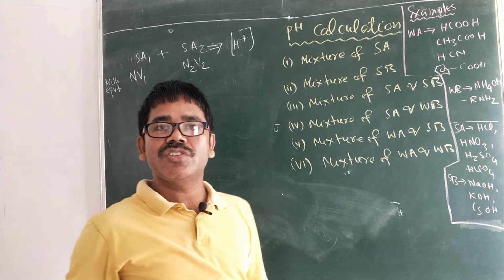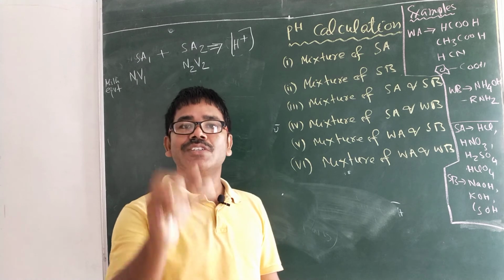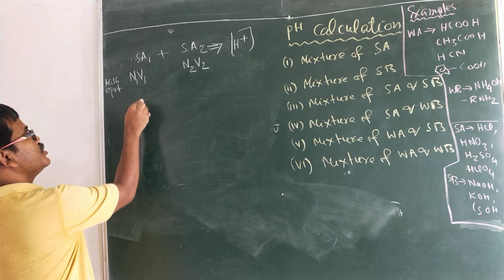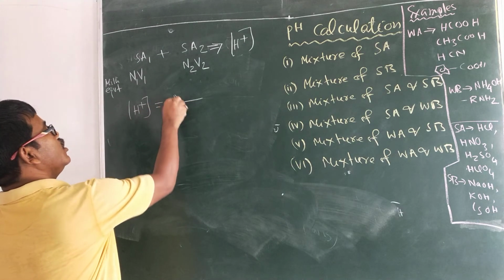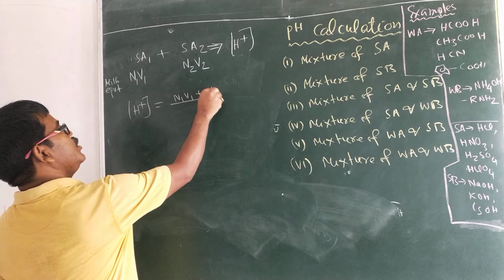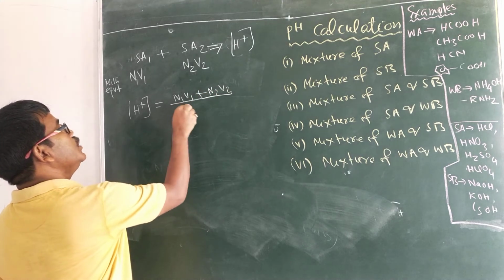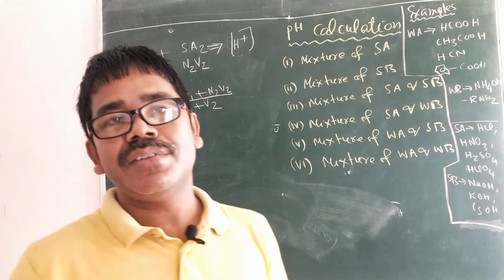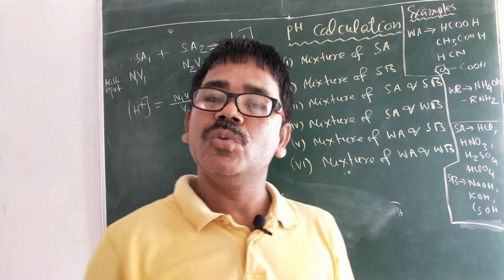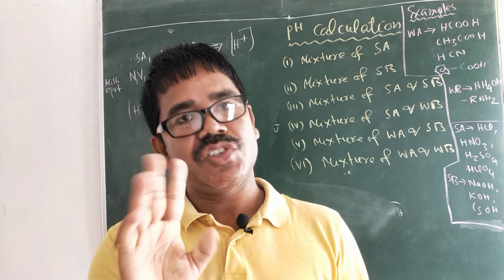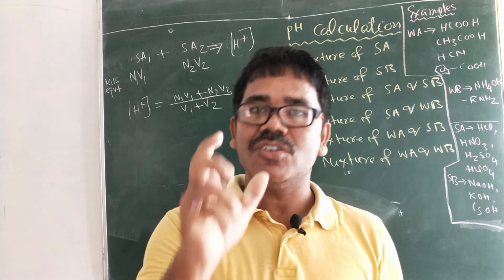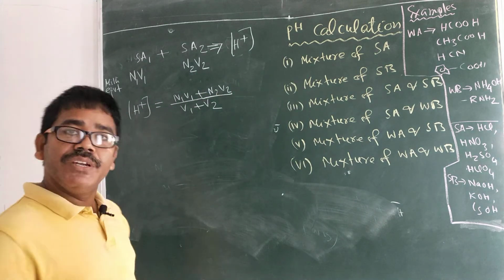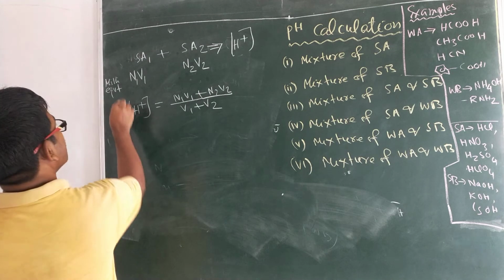When two acids are mixed, the resulting mixture is acidic. Acidic means it will contain the H plus ion concentration. That H plus ion concentration here will be equal to N1 V1 plus N2 V2 by V1 plus V2. When two acids having milli equivalent N1 V1 and N2 V2 are mixed, the resulting H plus concentration will be N1 V1 plus N2 V2 by V1 plus V2. That is very important.